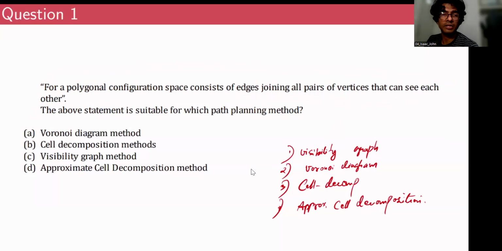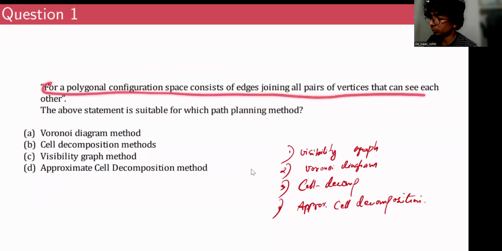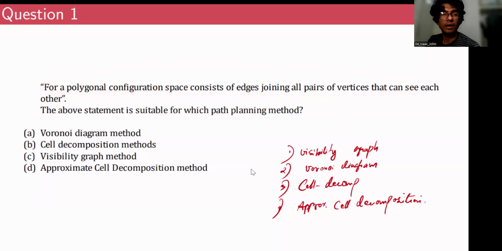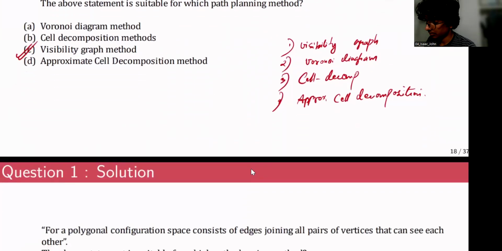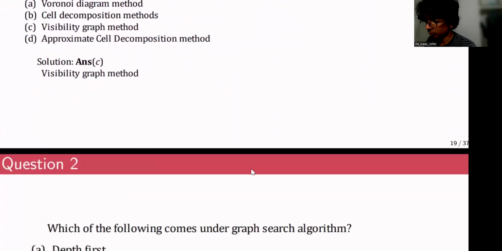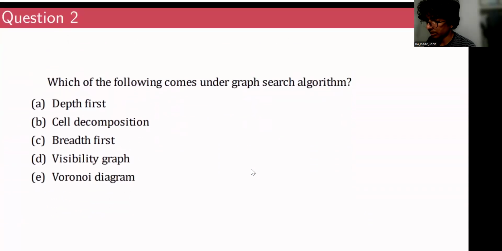Based on what we have discussed so far, it is pretty obvious that this is the philosophy of the visibility graph method for graph construction. So I hope that is clear enough. That is indeed the answer. Moving on to the second question.